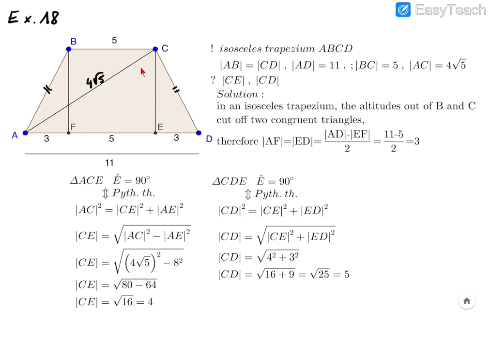Now, first in triangle ACE, I'm going to use the Pythagorean theorem to calculate CE, which is 4. And then if I have CE, it's very easy to work in CED because this is a 3, 4, 5 triangle, so CD is going to be 5.